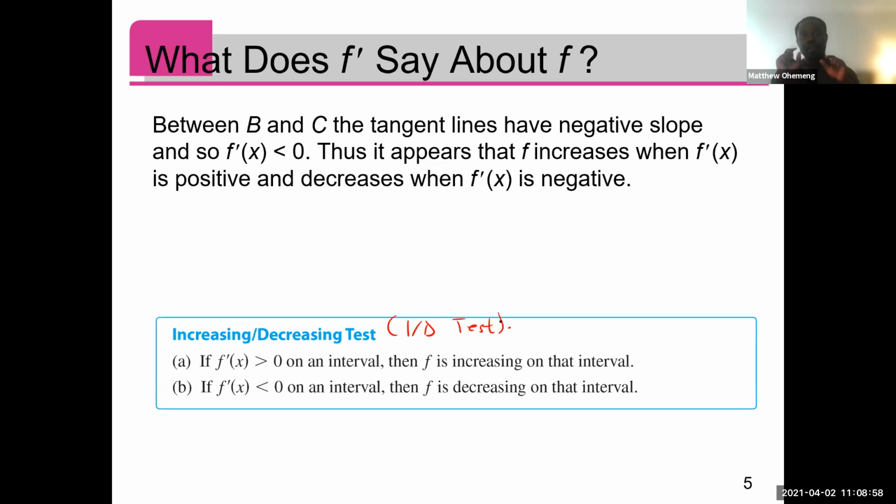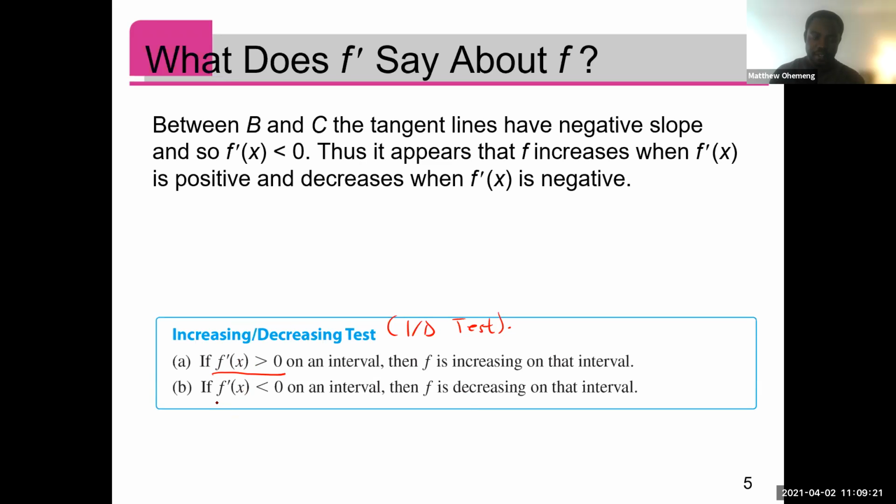So that means if you have f prime and you want information about f, you can get the information regarding the increasing or decreasing nature of the function, where it increases or where it decreases, using the first derivative, right? So the ID test is saying if the first derivative is positive on an interval, then the function is increasing on that interval, right?